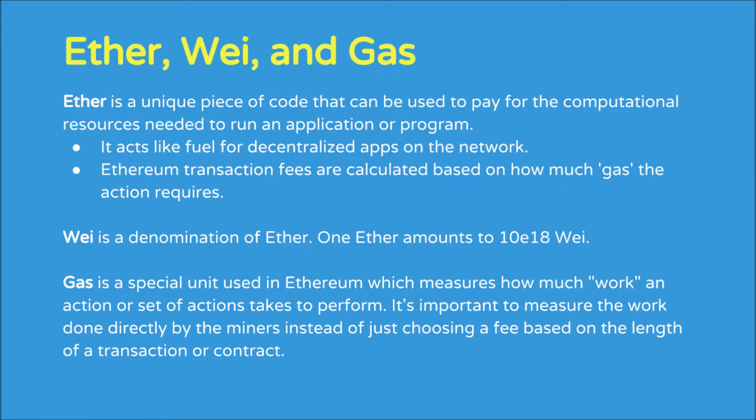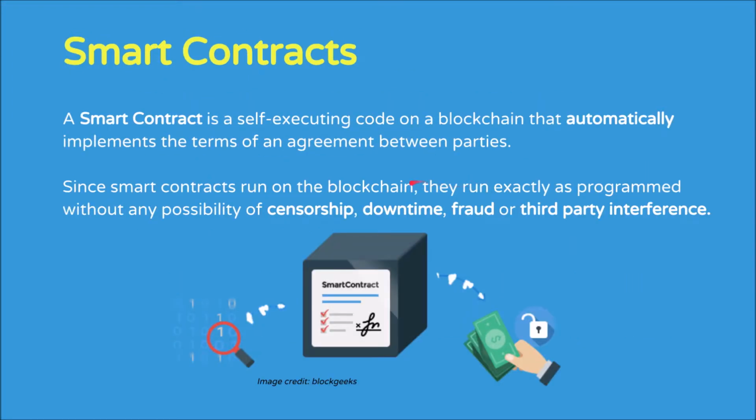Ether is the official currency of the Ethereum blockchain. You can pay or buy Ether in exchange for computing services offered. A Wei is a denomination of Ether. 1 Ether amounts to 10 to the power 18 Wei. A gas is a special unit which basically is used to calculate the amount of work done or the amount of computation done. Then we move on to smart contracts.